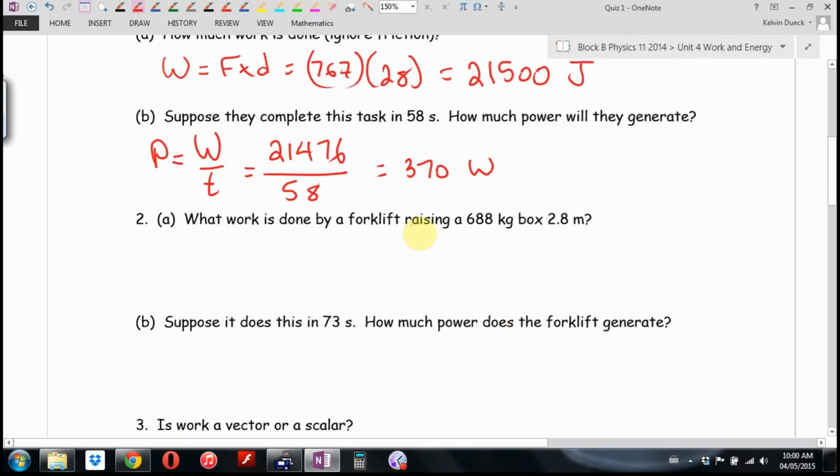What work is done by raising or lifting a 688 kilogram box 28 meters? Noah, when we lift something, which force are we doing work against? It's mgh, gravity times the height. And in fact, last day I told you that was also stored gravitational potential energy, because we said that energy is the ability to do work. So I'm giving you another way to think about this. It's going to be 688 times 9.8 times 28 meters.